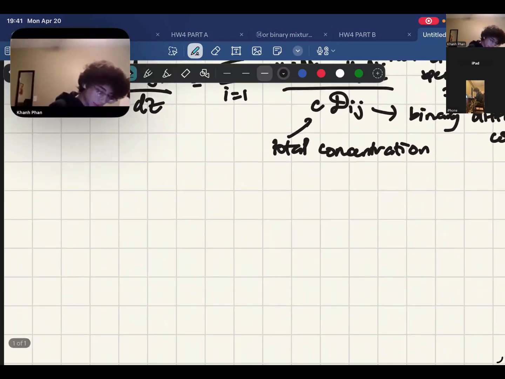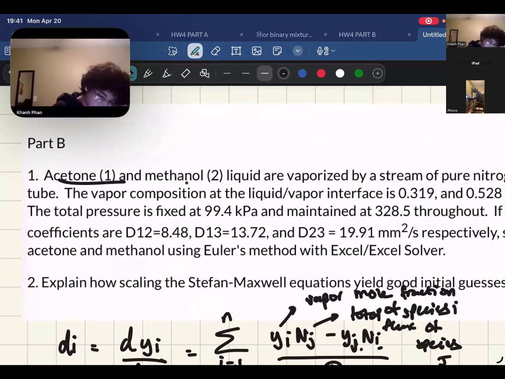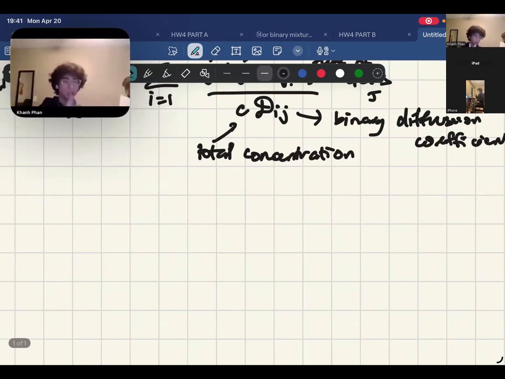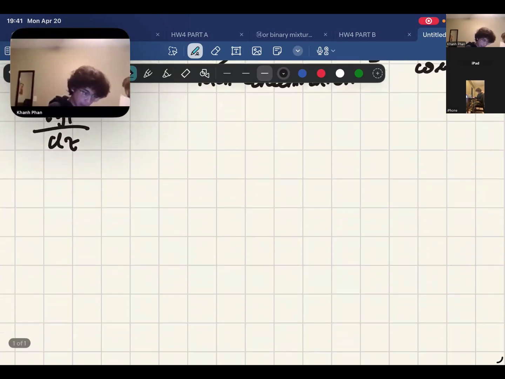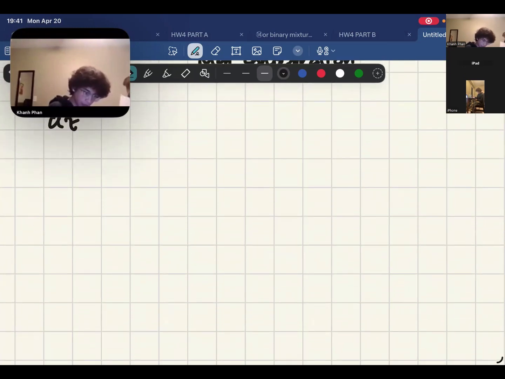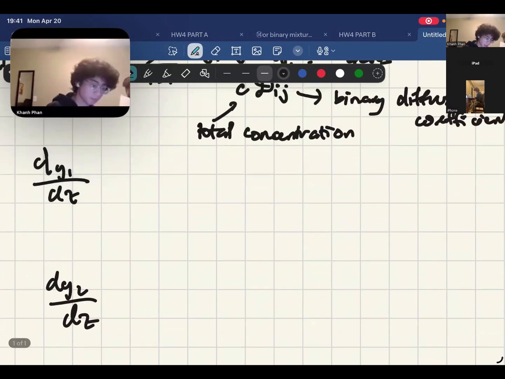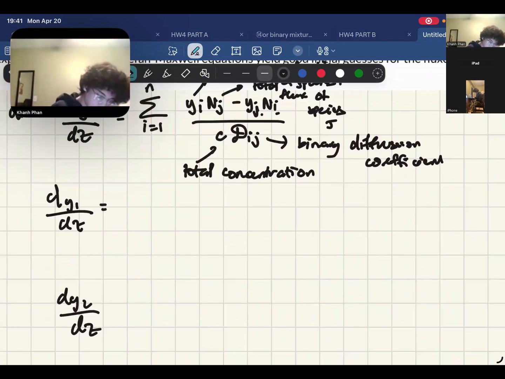So when we're given three species, acetone, methanol, and nitrogen, we only need to derive two equations, dy1 over dz and dy2 over dz. It's just because y3 is just 1 minus y1 minus y2. So now let's start with dy1.